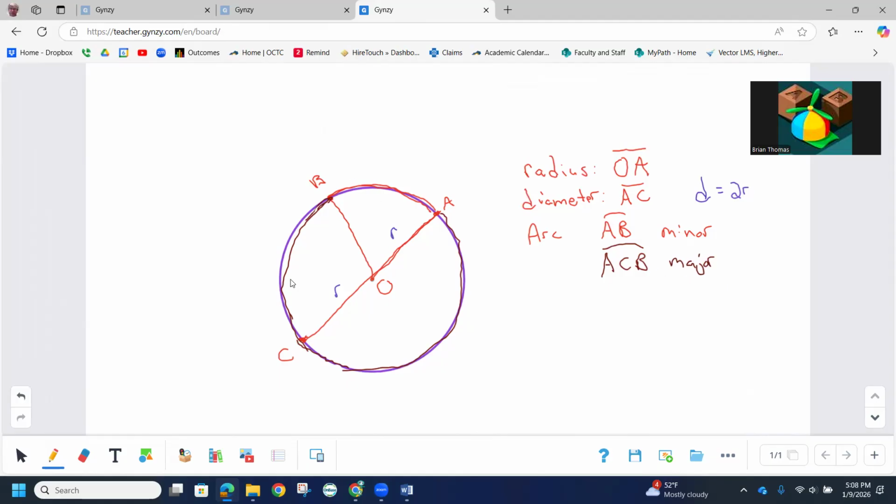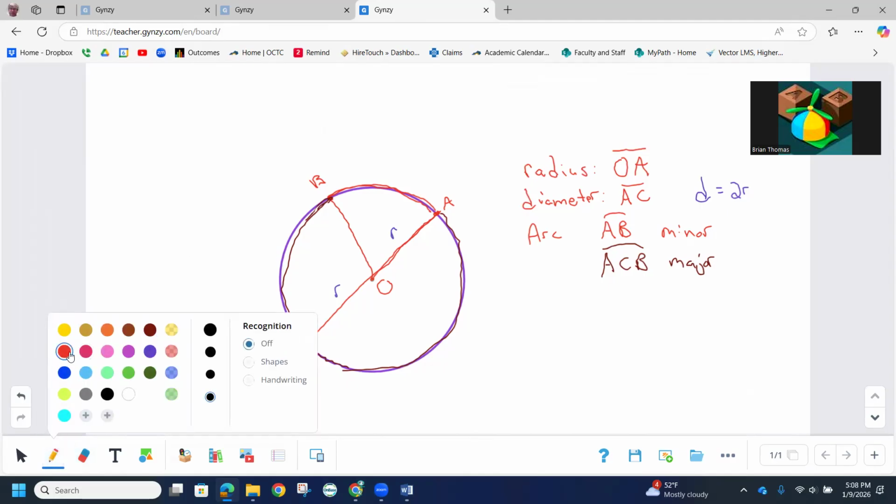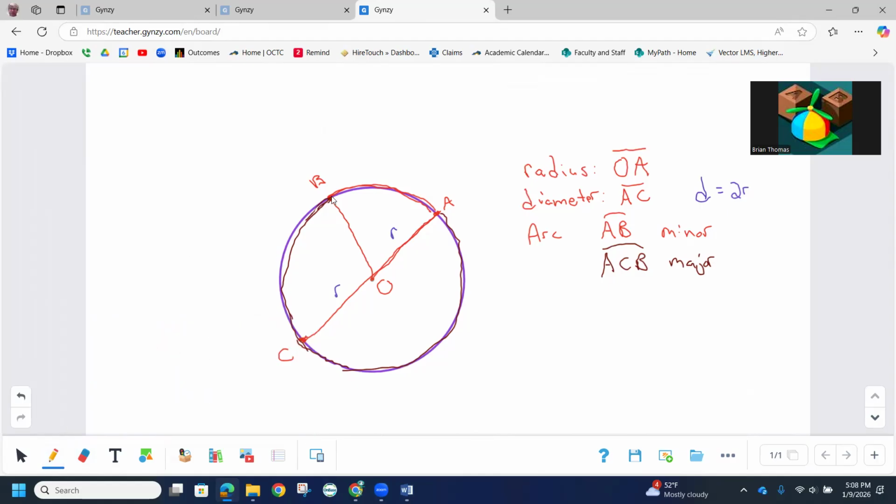Another thing circles have are what we call chords. So a chord is a line segment. If I go from B to A, that line segment is called a chord. A chord joins any 2 points on the circle, but it's a line segment. So line segment AB would be described as a chord. Or if I went from B to C, that would be a chord because it's joining 2 points on the circle.